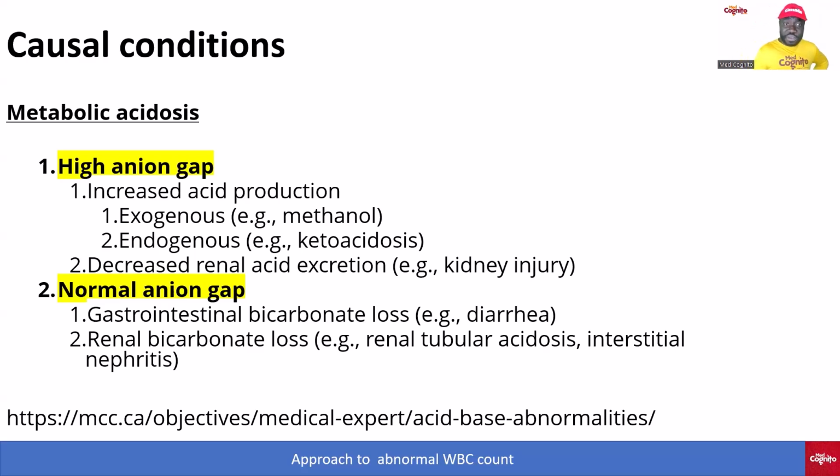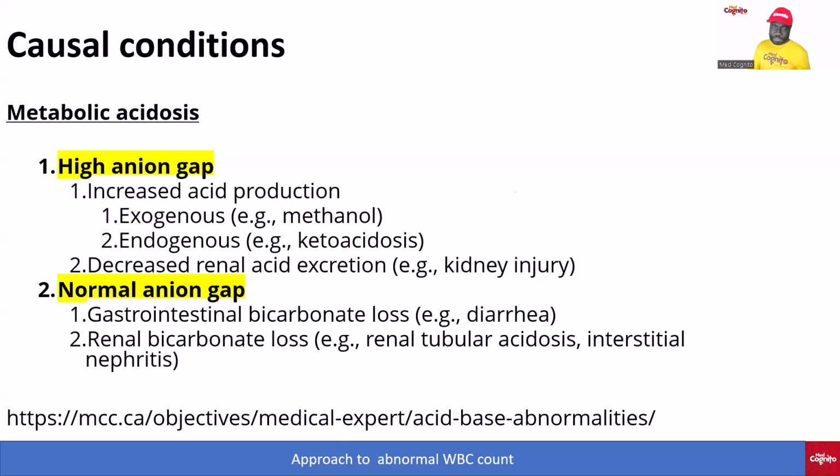Metabolic acidosis. If you get a patient with metabolic acidosis, just ask yourself, what are the types of metabolic acidosis? We have high anion gap metabolic acidosis and normal anion gap metabolic acidosis. This is from the Medical Council of Canada itself, okay? Their objectives. This is what I'm saying. If I were you, I'll write metabolic acidosis, high anion gap metabolic acidosis.